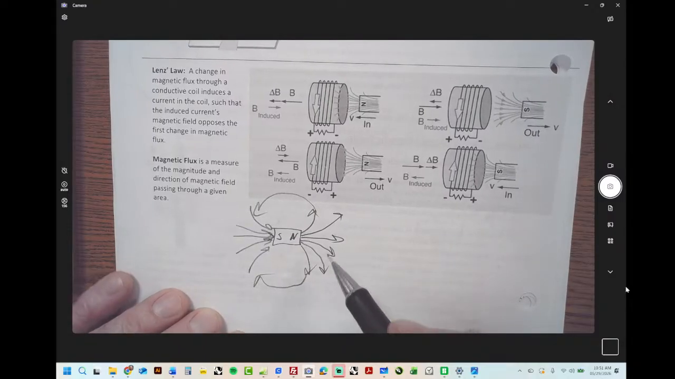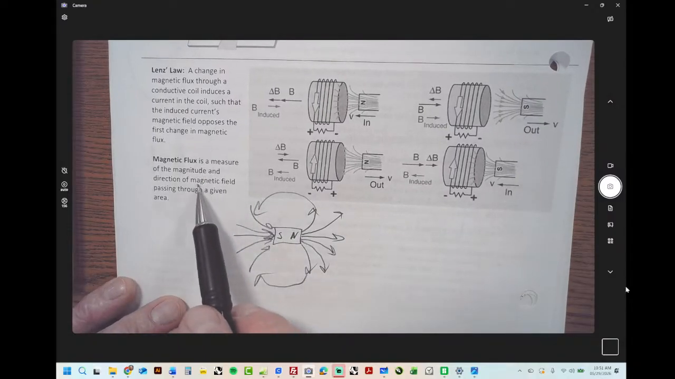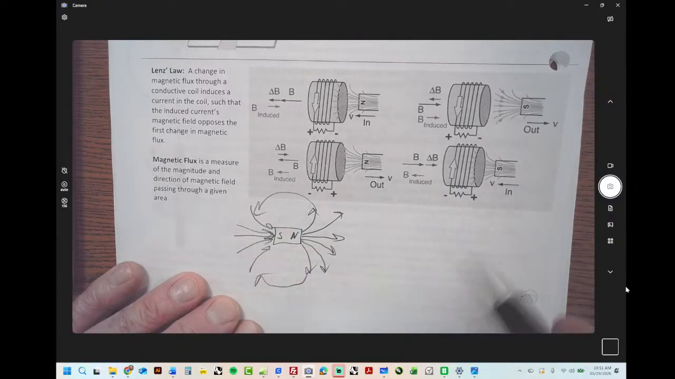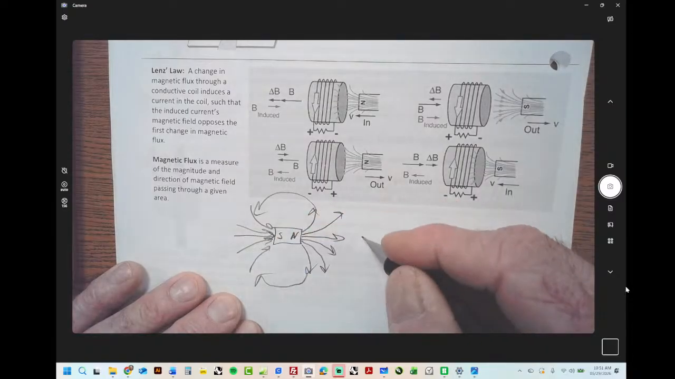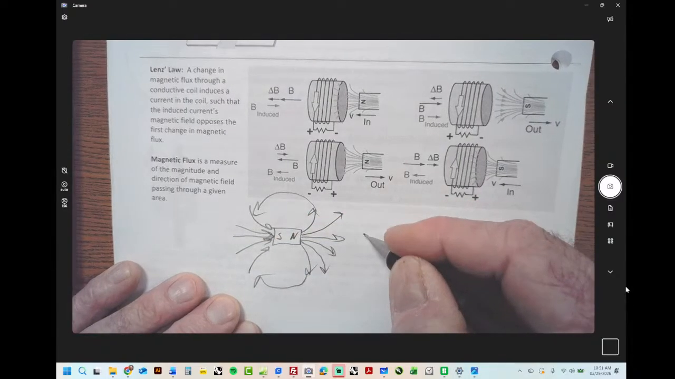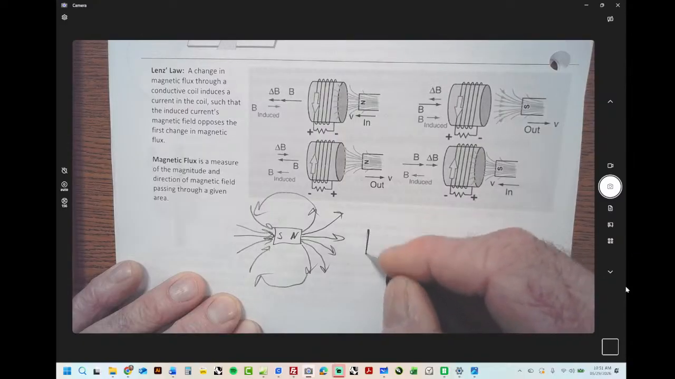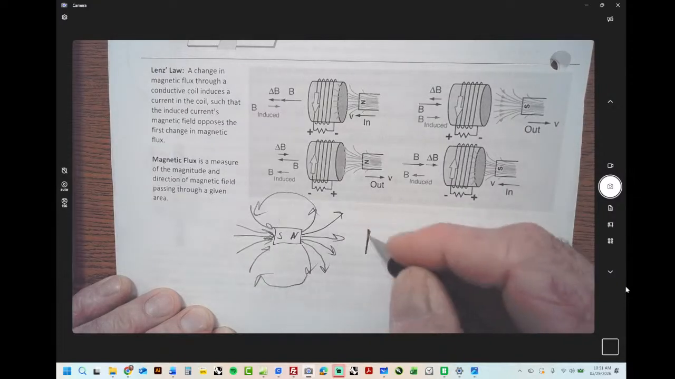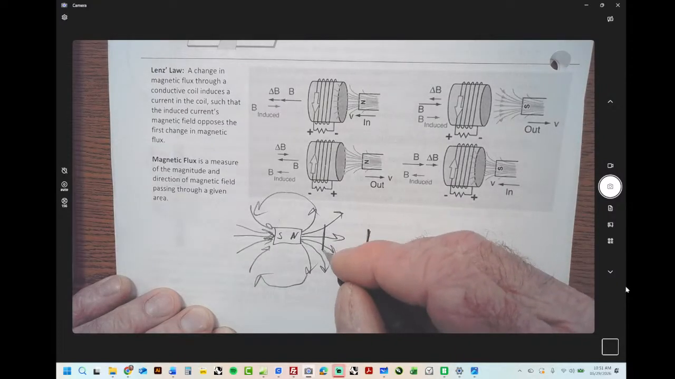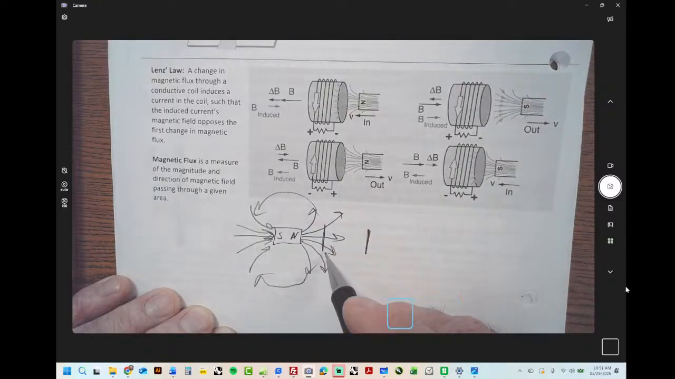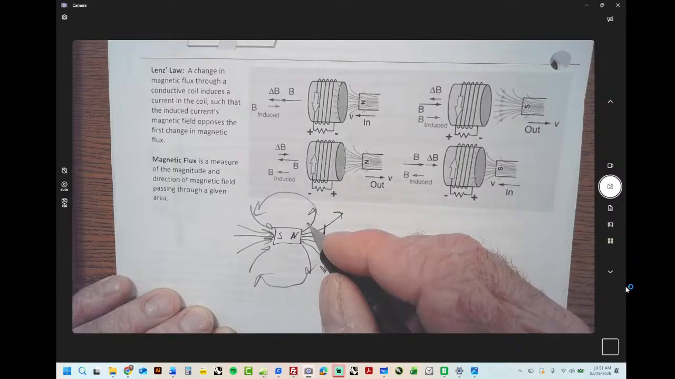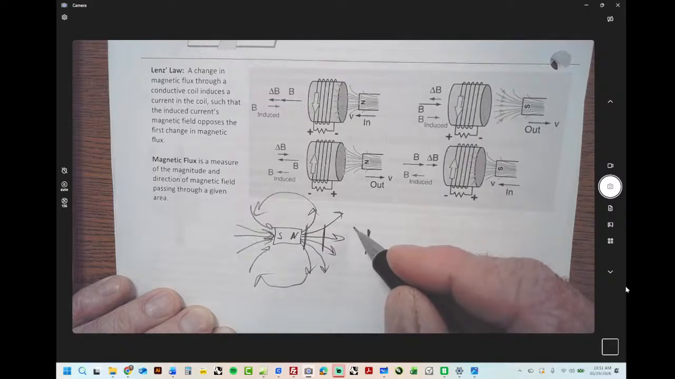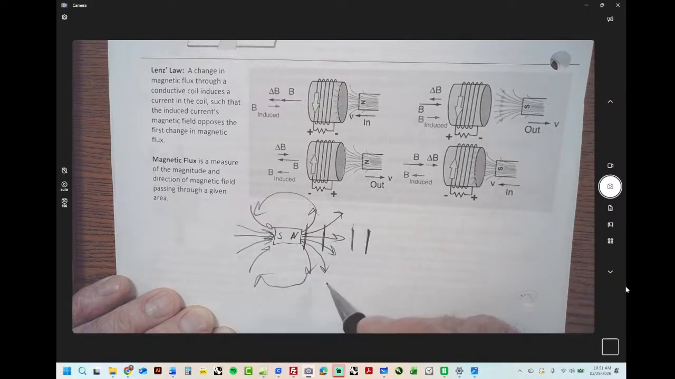So flux is a measure of the magnitude, mostly magnitude really, but we're going to be talking about direction, passing through a given area. Let's say we're looking at this. This is a piece of paper we're looking at on edge. So if I draw the piece of paper right here, look at the number of field lines passing through it. That's flux. If I move it to here, there's more. Flux is increasing if I move this. And if I move it out here, then the flux decreases.